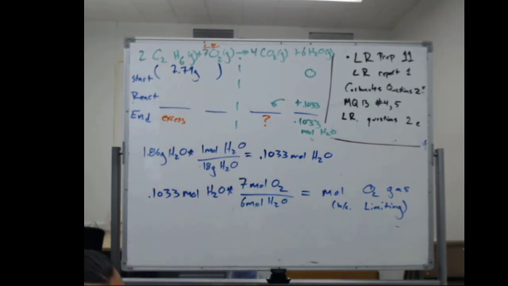Does that make sense? We're still going to do it together, but I just want to make sure you're following the logic so far. Yeah, the logic makes sense. Okay, so let's go ahead and do that together. We're going to take our 0.1033 times, that's good, times 7 divided by 6, and, whoa, I made a mistake. 0.1033 times 7 divided by 6.